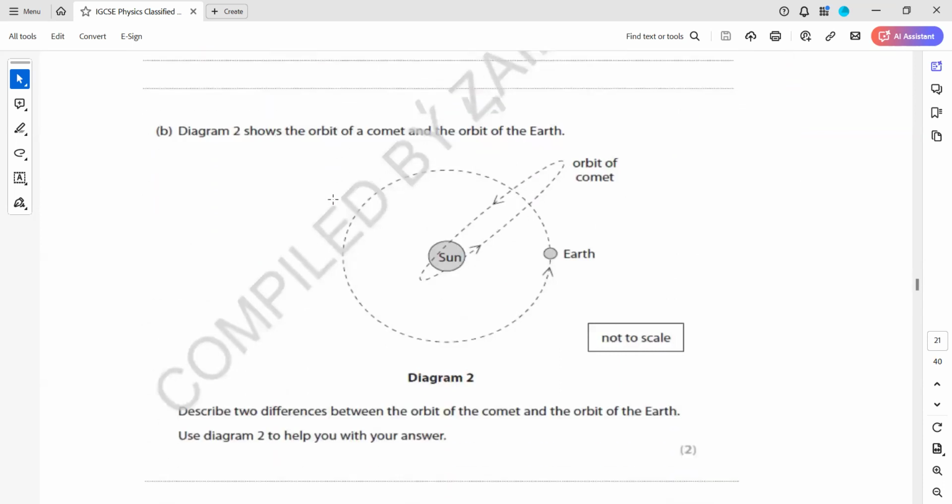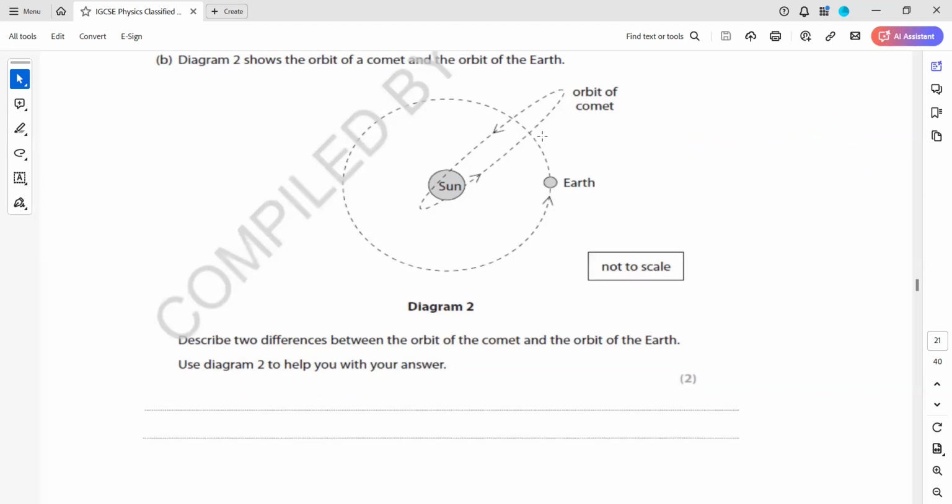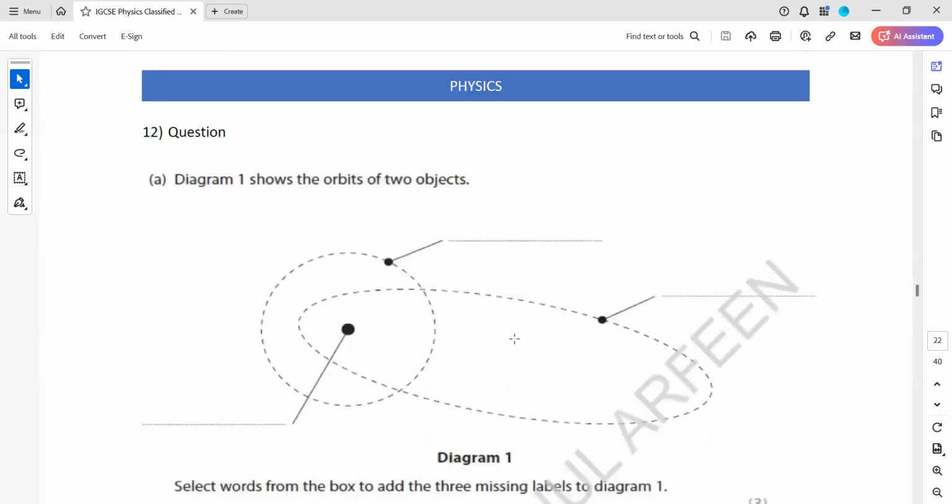Diagram 2 shows the orbit of a comet and the orbit of the Earth. Describe two differences between the orbit of the comet and the orbit of Earth. Circular. Right, so the sun is not at the center of the comet orbit. The sun is the center for the Earth orbit. And the speed at which Earth moves around the sun is approximately the same, but for the comet it will change. But that is just a difference, not related to the orbit. Orbit in terms of length you can mention.